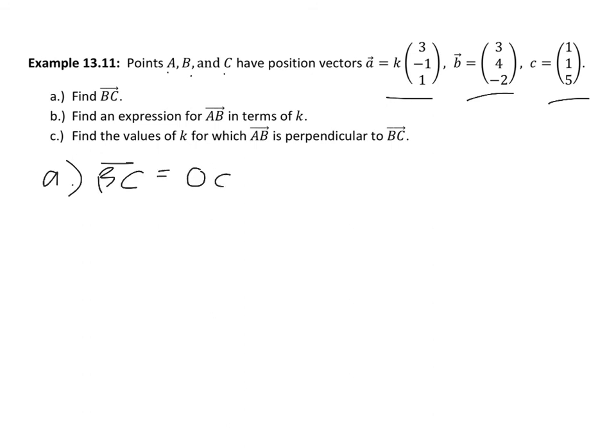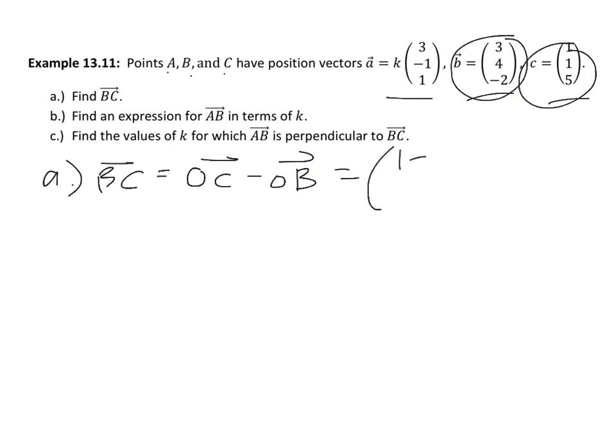BC I'm going to get by doing OC minus OB. Right? And we were given those things. I just need to do this one minus this one. So if I subtract these two things, 1 minus 3, 1 minus 4, and 5 minus negative 2, this looks like it's going to be -2, -3, 7. Okay, so that's BC. I did part A, yay.